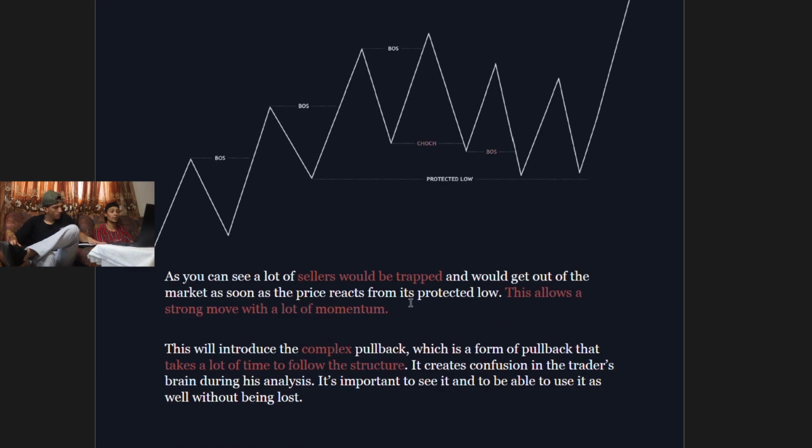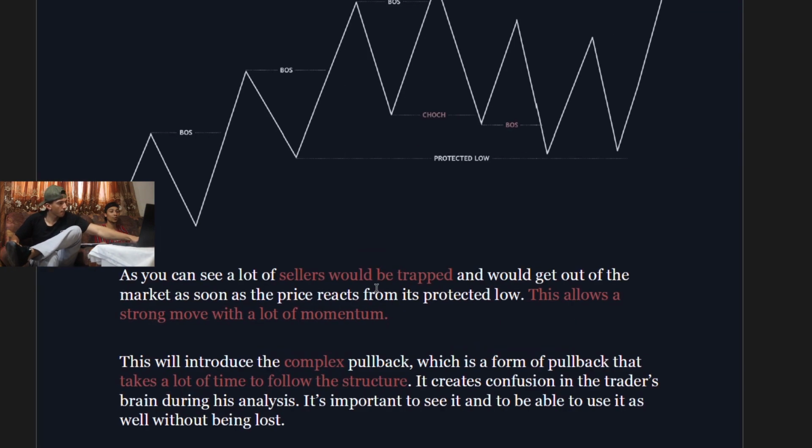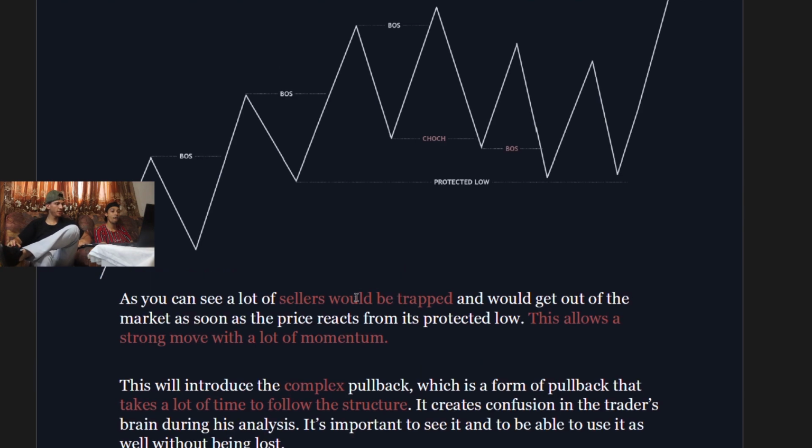So just zoom in on this a little bit. I should have worn my glasses today. Yep. As we can see, a lot of sellers would be trapped because people would think this is a change of character, break of structure. So a lot of people would assume it has changed the structure and is now becoming a bearish structure. But this is where sellers would be trapped and would get out of the market as soon as the price reacts from the protected low. This allows a strong move with a lot of momentum.